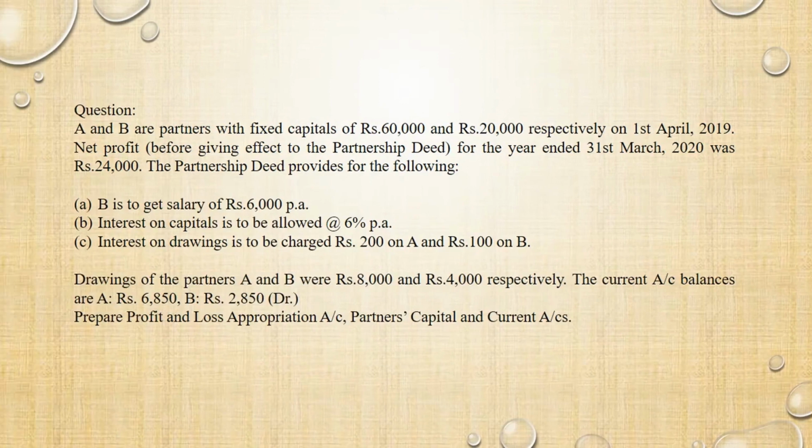In this question, I'm covering the fixed capital account method. So you can see the question, A and B are partners with fixed capitals of rupees 60,000 and rupees 20,000 respectively. On 1st April 2019, net profit before giving effect of the partnership deed for the year ended 31st March 2020 was rupees 24,000. The partnership deed provides for the following. B is to get a salary of rupees 6,000 per annum. Interest on capitals is to be allowed at 6% per annum. Interest on drawing is to be charged rupees 200 on A and rupees 100 on B.